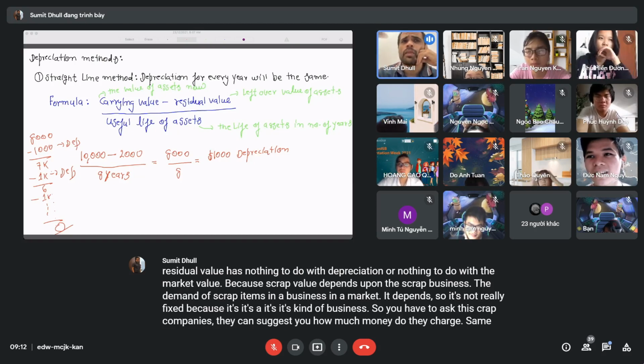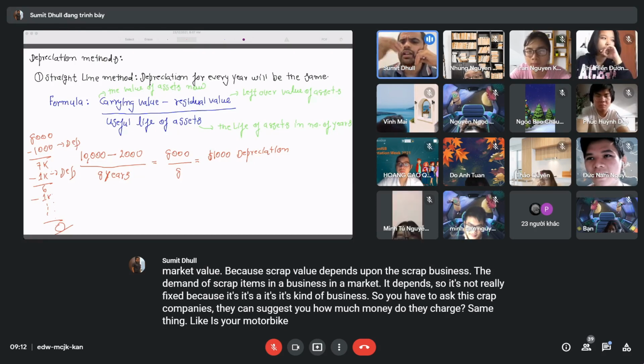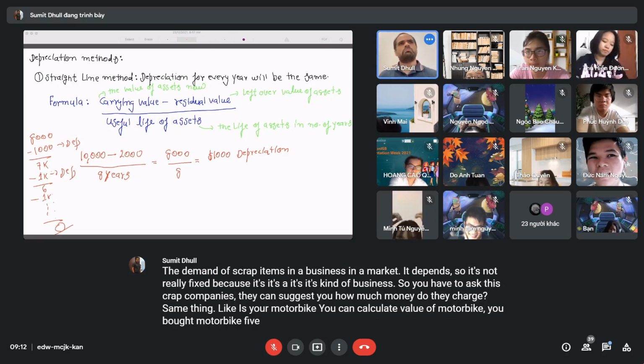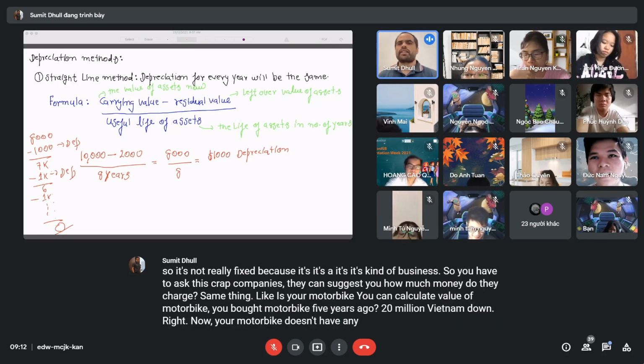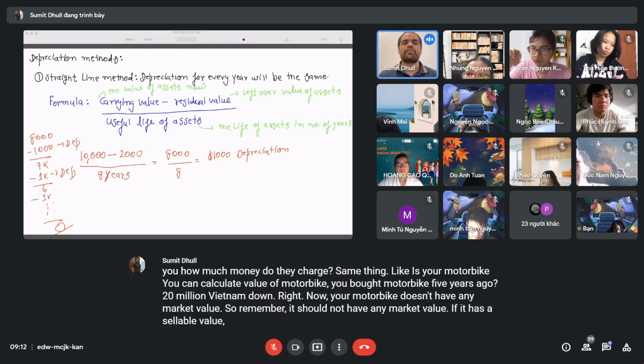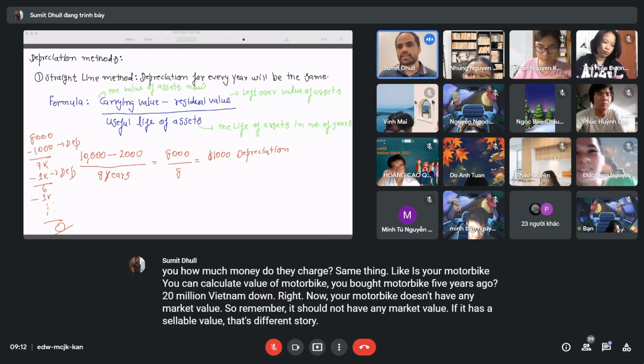Same thing as your motorbike. You can calculate the value of a motorbike. You bought a motorbike 5 years ago for 20 million Vietnam dong, right? Now your motorbike doesn't have any market value. So remember, it should not have any market value. If it has a sellable value, that's a different story, right?